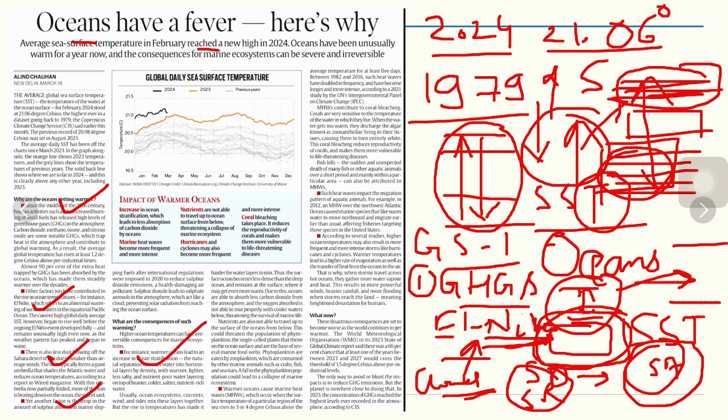So what are the consequences? Higher sea surface temperature can have irreversible consequences. One thing I told you, that the intermixing of water can stop, and because of that the phytoplankton can get affected.